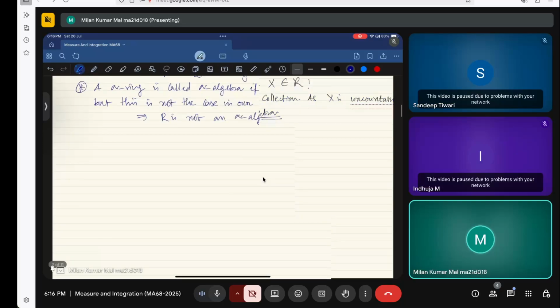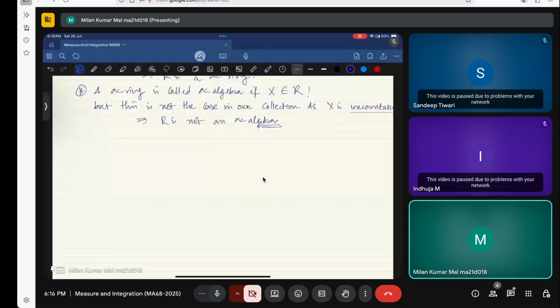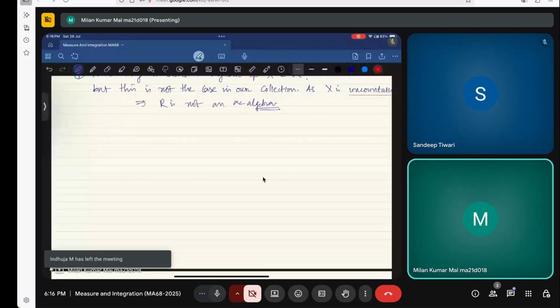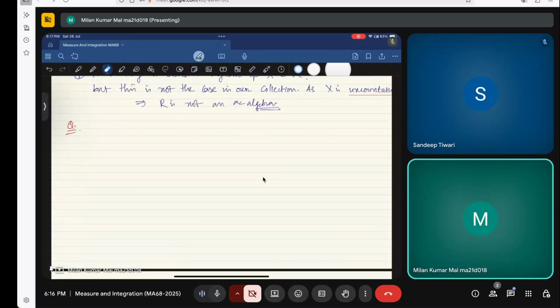Now I'll discuss the second question. The question says: let X be a non-empty set, and let E be a subset of X, and let epsilon be the collection of just E. Compute R(E).